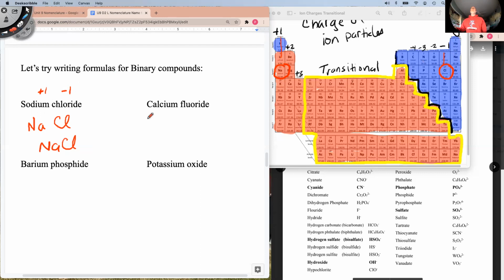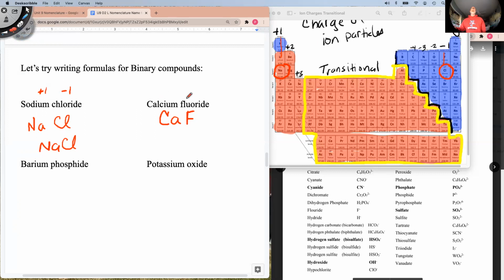I'm going to change the colors. I think that might be easier for us. I'm going to work with red and blue. Now we have calcium fluoride. So we have calcium and fluorine, or fluoride, and we want to know, what are the little numbers that go down there?